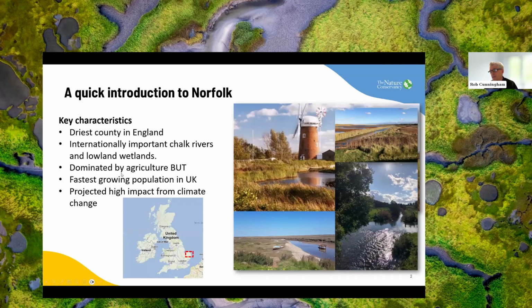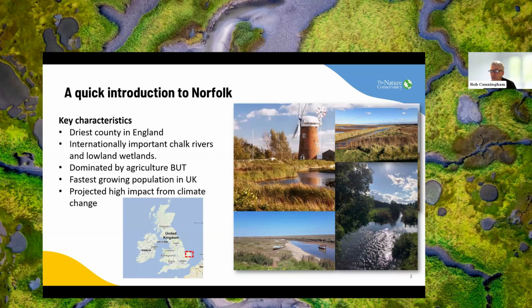So just a quick intro to give you some idea where Norfolk is. Norfolk is in the east of England, that little red box on the map of England. It's a dry county, about 600 millimeters of rain a year. It has some really rich wildlife features, particularly chalk rivers and lowland wetlands. It's very agricultural, has some of the best agricultural land in the UK.